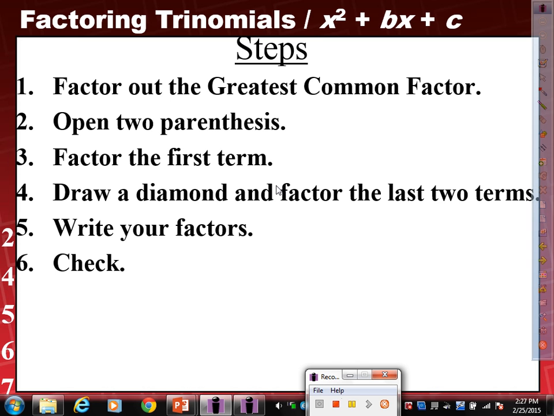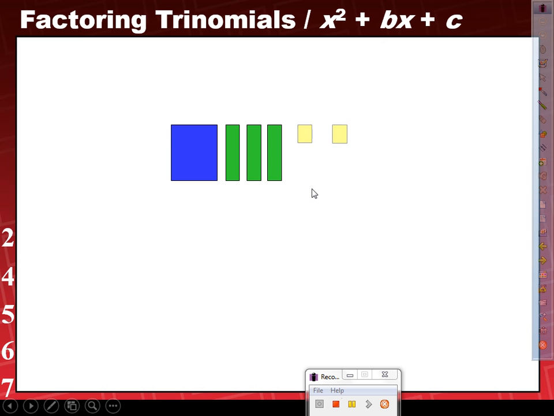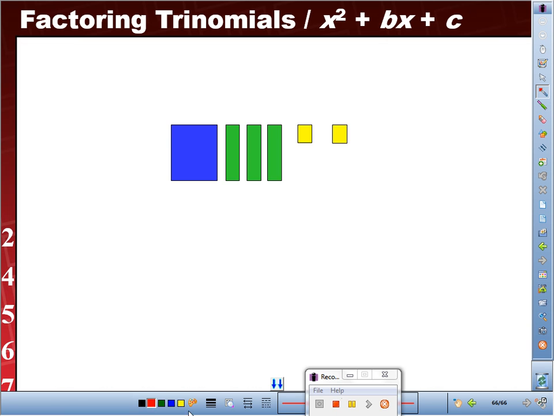However, before we get started with this process, I'm going to show you how to factor using tiles. So remember the algebra tiles from the beginning of the year. Okay, so here we go. So let me show you. The tiles that I showed you at the beginning of the year were these. This one, right? This was x squared. These were considered x's, and these were considered ones or units.